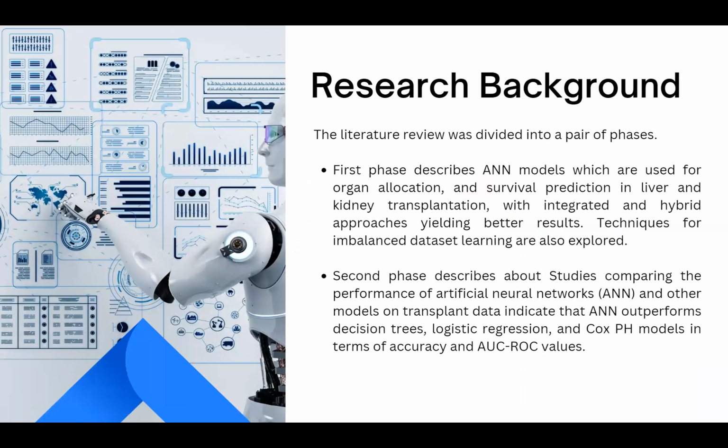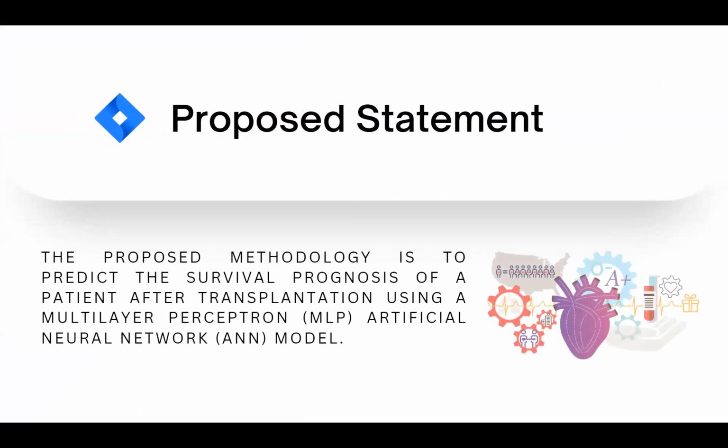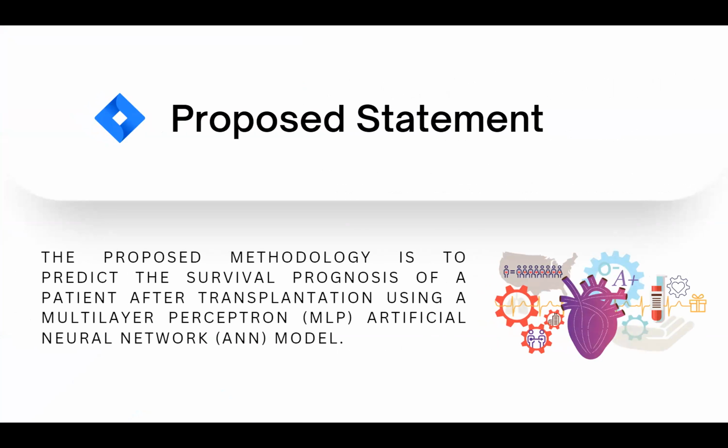During this research, we have done a brief research background, and we have come up with the literature survey, which is divided into two stages. The first part contains the survey papers related to patient survival undergoing organ transplantation. And the second phase consists of the comparison of several models of artificial neural network. Then we move ahead with the problem statement. The proposed statement is to predict the survival prognosis of a patient after transplantation using a multi-layer perceptron artificial neural network model.